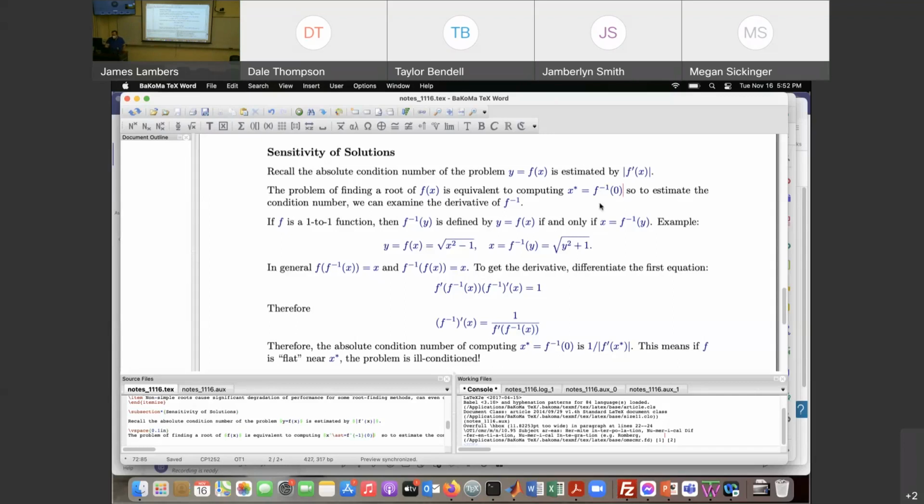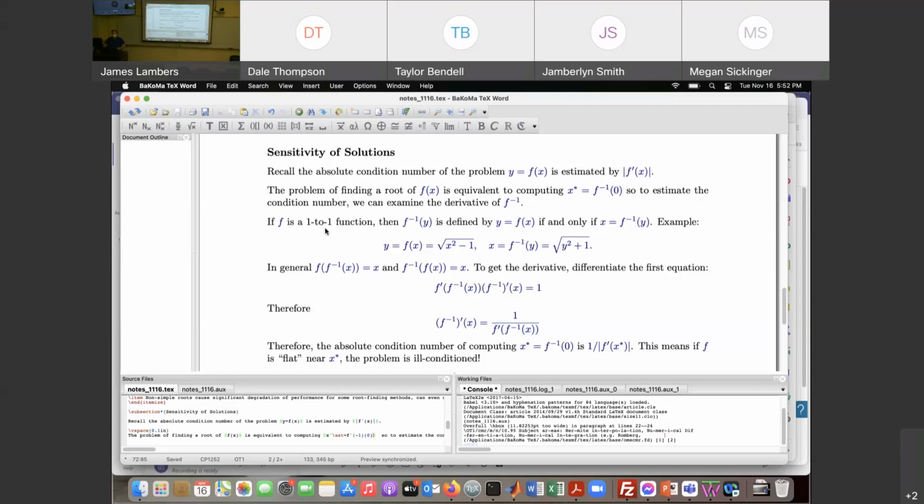Okay. So if f is a one-to-one function, what I mean by that is a normal function, to be a function at all, it has to pass what's called the vertical line test. That for each x, there can only be one y.